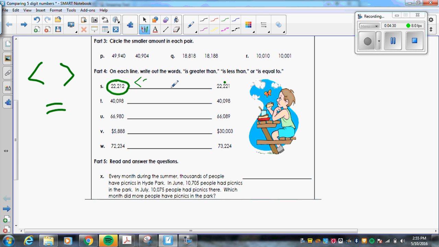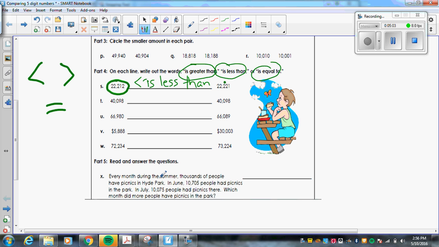Then we can go is less than 22,221. Okay, so remember, compare the number of digits, compare each place value first, then put down your symbol on that line so you can remember, and then select which statement you're going to use.